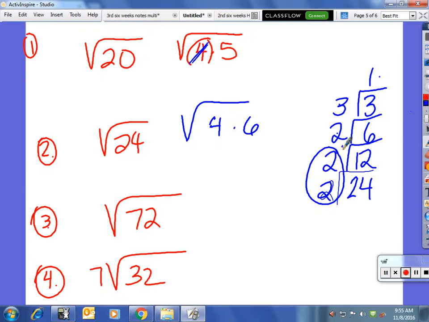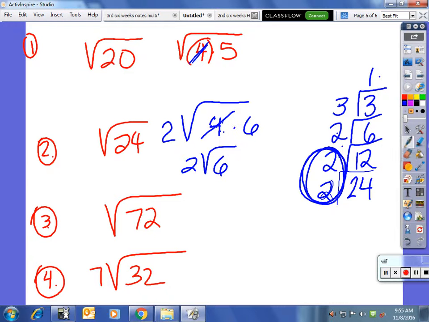2 times 3 times 1 is 6. The only number I was concerned about was the perfect square I was looking for, which is 4. And what is the square root of 4? 2. So we take the square root of 4 then. We actually perform that operation, and the square root of 4 is 2. So now it's freed from under the symbol. It's out in front. And what was left in there? 6.